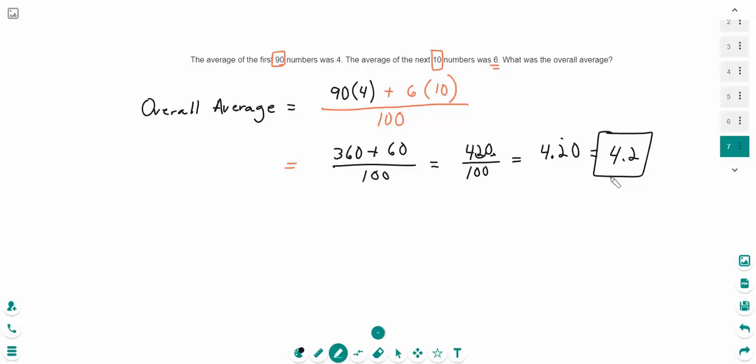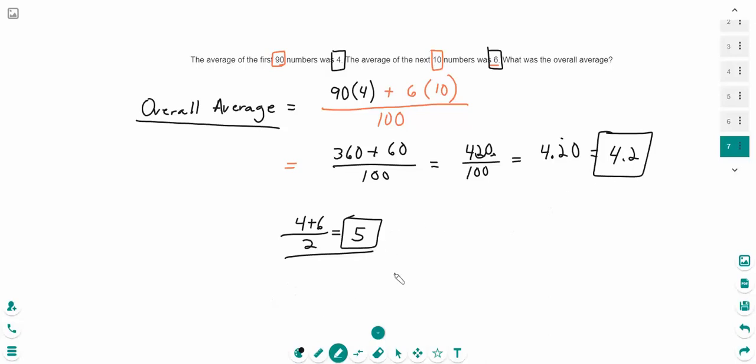All right, excellent. And notice, if they had asked for the average of the averages, we would have just taken this average of 4 and this average of 6, added those two together, and divided that by the two numbers. And that's going to give me a 5. So again, you can see how the overall average is very different than just the average of the averages. 4.2 is not the same thing as 5.